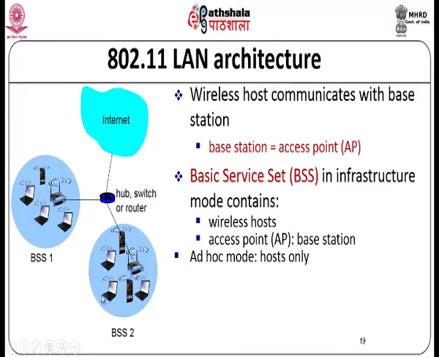As we said, you have basic service sets, which are connected to a base station. Nodes which belong to a particular area, which are connected to a single base station or an access point, form the basic service set. These basic service sets could be connected, as we said, by means of any network. It could be a hub or a switch or a router also, which connects it to the internet. In infrastructure mode of operation, as we saw, you would have wireless hosts and an access point. If it was an ad hoc mode, it will only have hosts. That is something that we already saw.